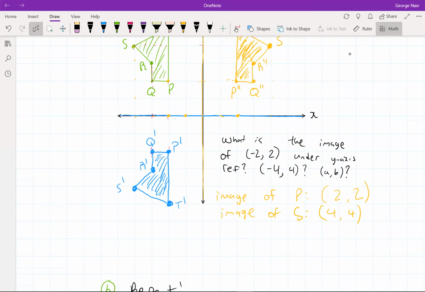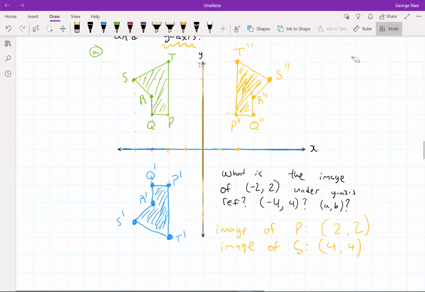What's happening to P and S? I go from (-2, 2) to (2, 2), and (-4, 4) to (4, 4). So what's happening every time? You should notice that the y values, the second coordinates, stay the same. But the x values are getting flipped.